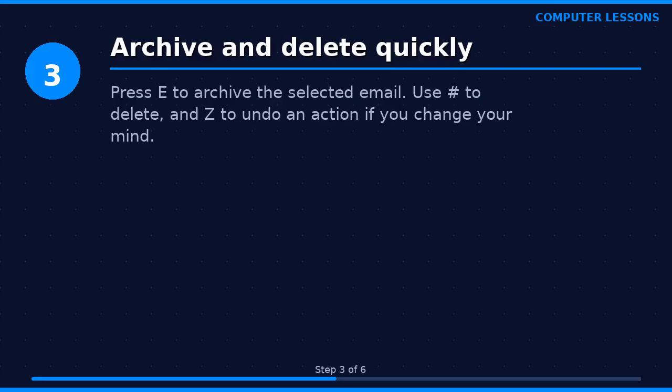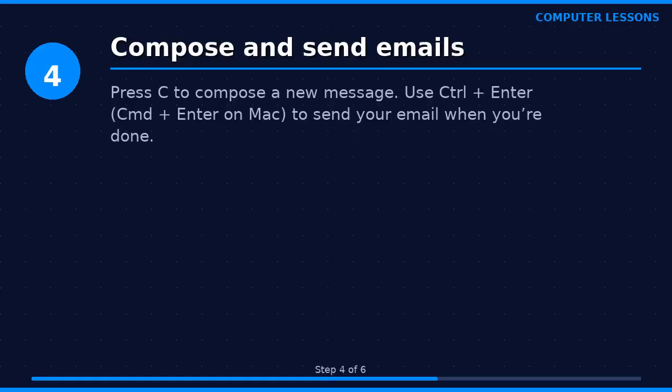Step 3. Once you're comfortable moving around, you can clear your inbox super fast. With an email selected, press E to archive it and get it out of your inbox without deleting it. If you truly don't need an email, press the pound key or hashtag to delete it. And if you hit the wrong key, just press C right away to undo your last action.